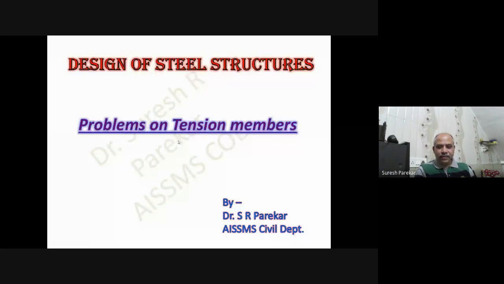Good evening. Today we have problems on tension members. So we are going to see one problem which is with welded connections. The last problem we have seen was with a bolted connection. Now we have this with welded connection.